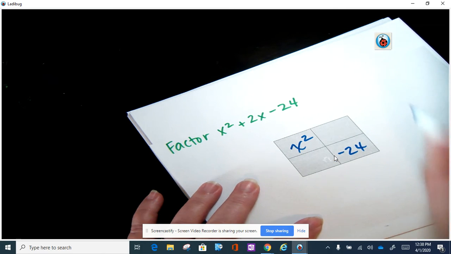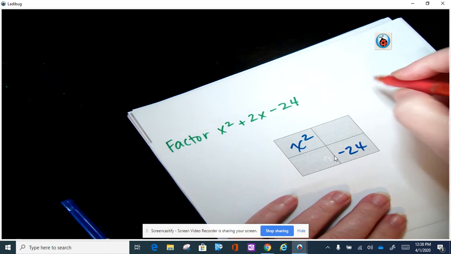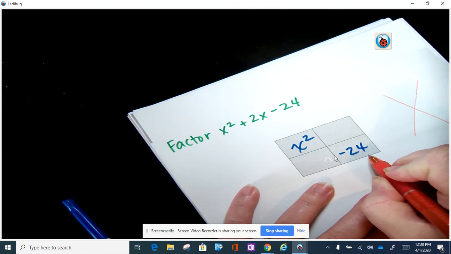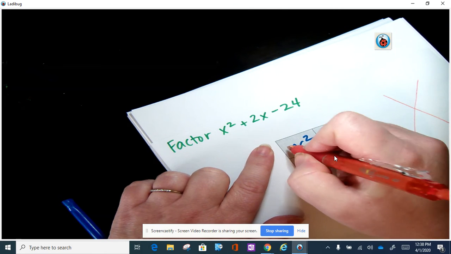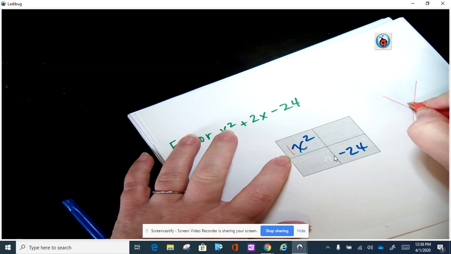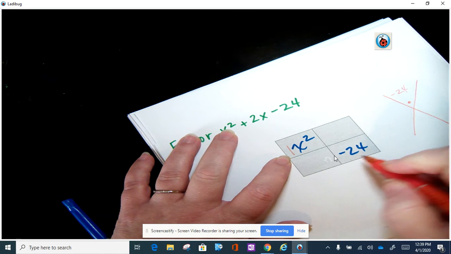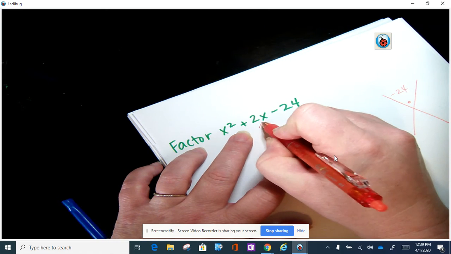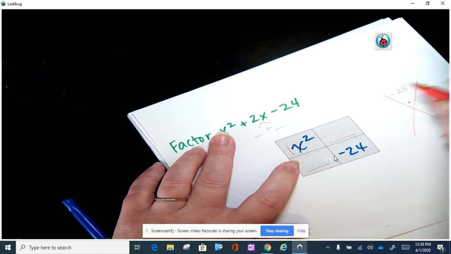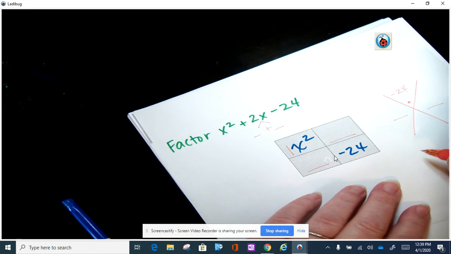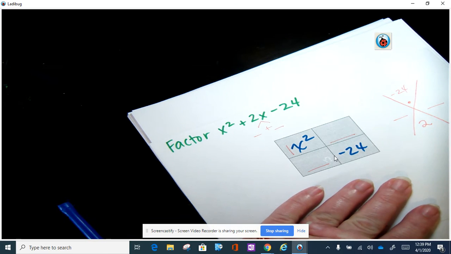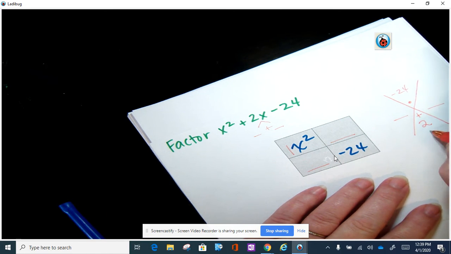Now we're looking for two numbers that multiply to equal, not this constant, guys, because that only works out when a is 1. It multiplies to equal diagonal, which is 1 times negative 24. And the coefficients of these terms add to equal that middle term. That way we have 4 terms to put in our area model. And the middle term adds to equal 2. So we're looking for two numbers that when I multiply them, they give me negative 24. When I add them, they give me 2.